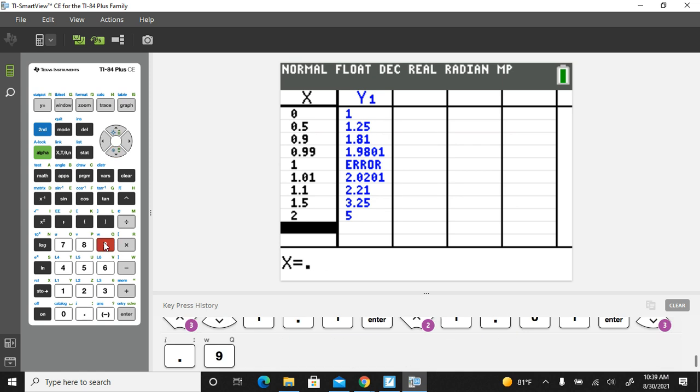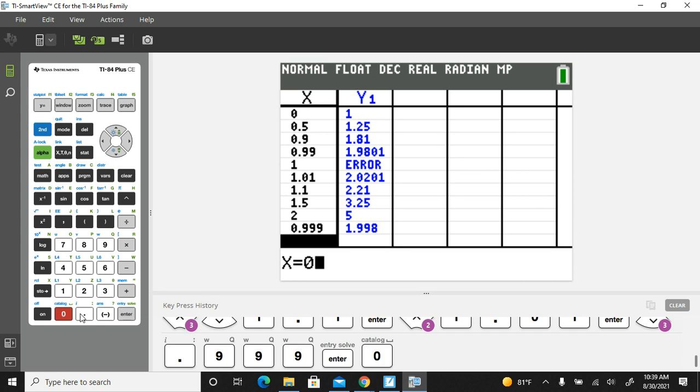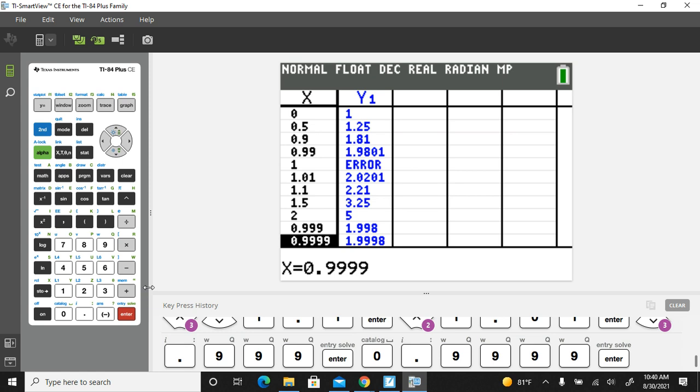Guys, if you're ever not sure, just keep getting closer. What about 0.999? What about 0.9999? So you can keep going closer and closer. You don't have to stop at a certain point. So if you're ever doing this on an assignment, Delta Math or a test or whatever, and you're not sure, just keep going.